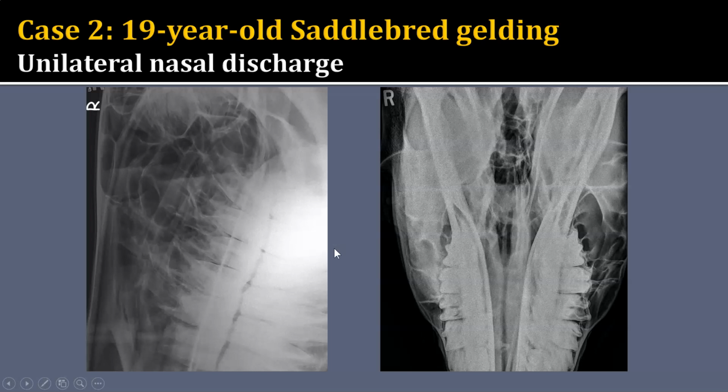When I evaluate this patient, the first finding that I notice is that there is soft tissue opacity, fluid opacity, superimposed over some of the regions of the sinuses. This is our maxillary sinus, and notice I see a fluid line in that maxillary sinus.